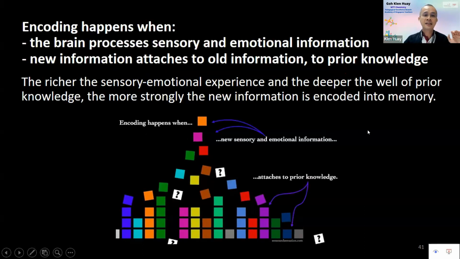So this is what happens when the brain processes information from the senses, as well as the emotion that they feel. That's why emotion is such an important and powerful tool when used rightly, because it will help the encoding. And this is where prior knowledge is also important, because the new information cannot just be attached to nothing. It has to be attached to something in the long-term memory called prior knowledge. So the stronger we can activate the prior knowledge, and the richer the sensory and emotional experience, the better the information can be encoded into the long-term memory.